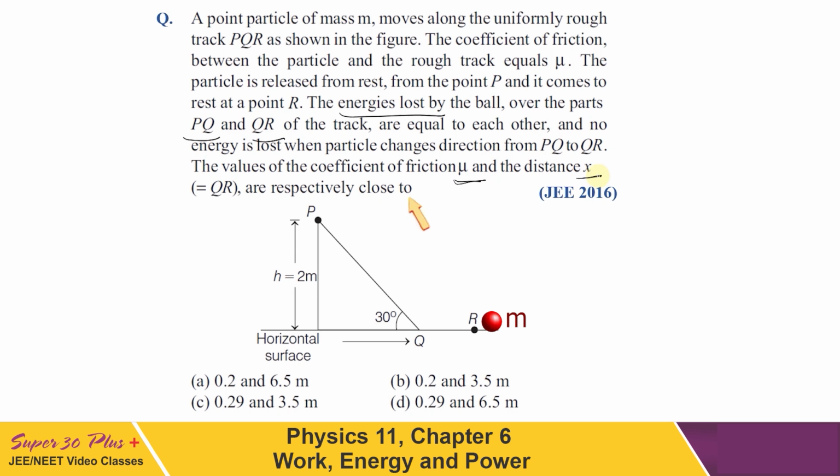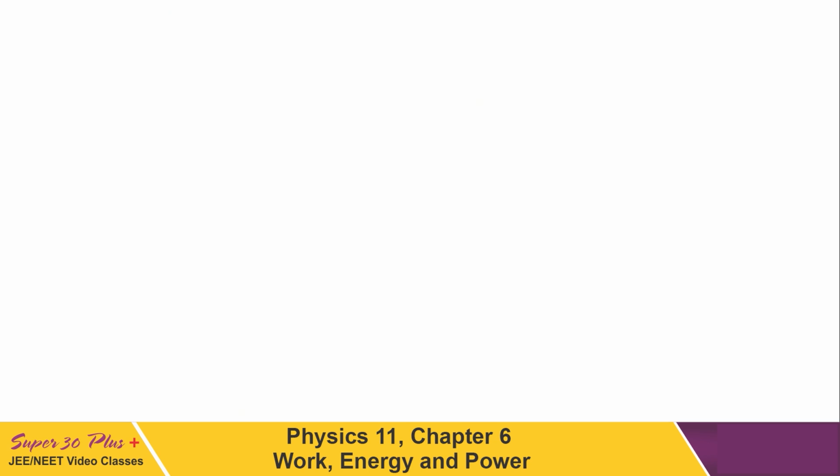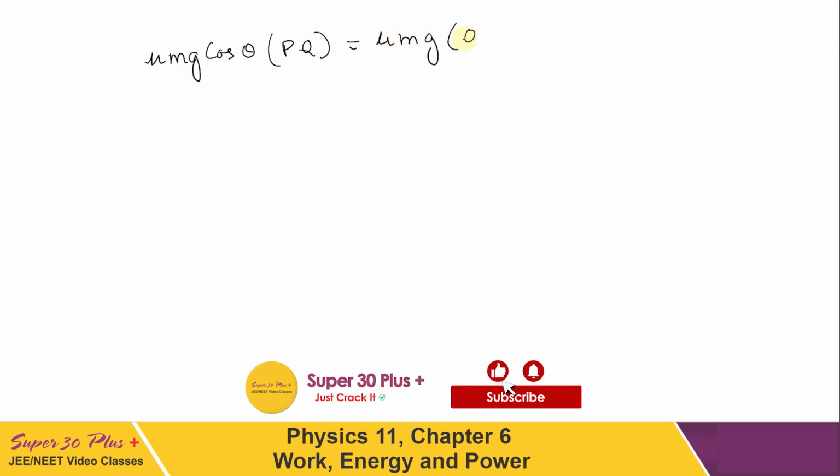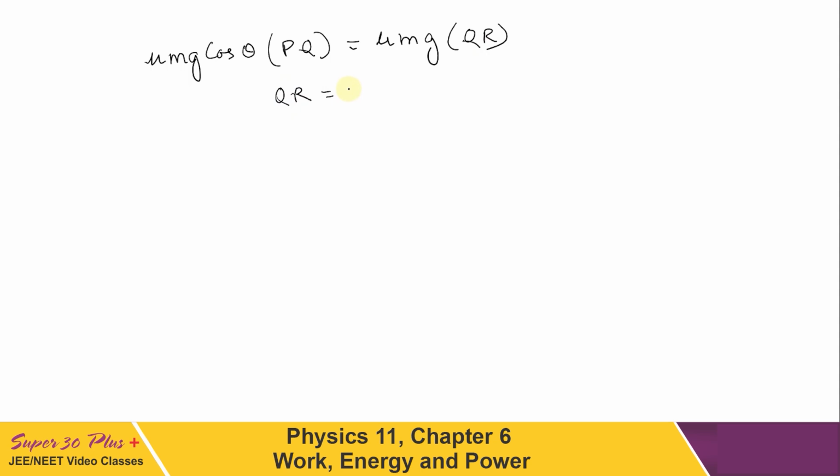So let's start solving this numerical. As energy loss is the same, we can write mu mg cos theta times PQ to be equal to mu mg times QR, because QR is the flat part. From here we get QR equal to PQ cos theta, and if we substitute the values, it will be equal to 3.5 meter. This is the path on the horizontal track.